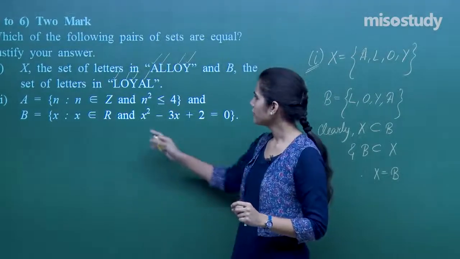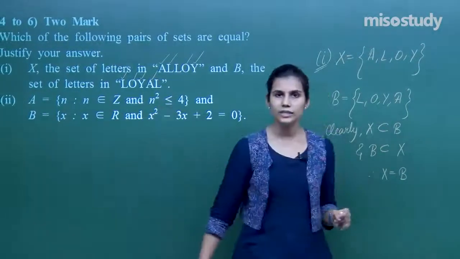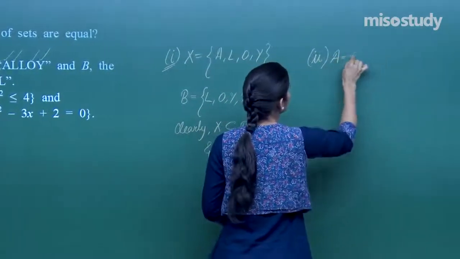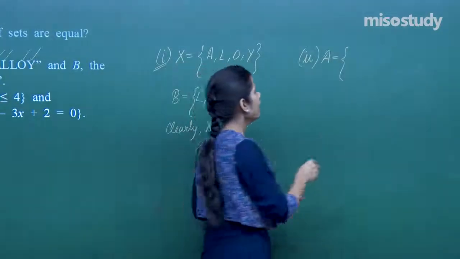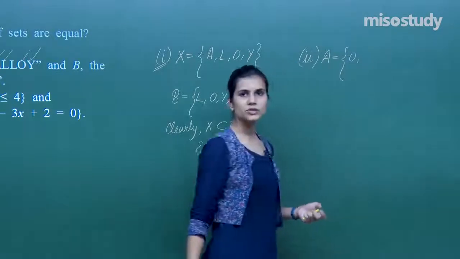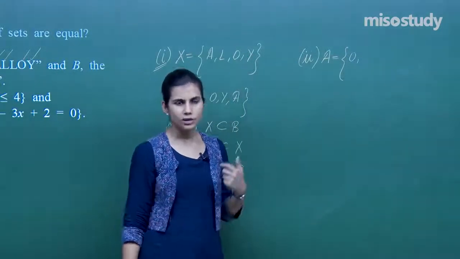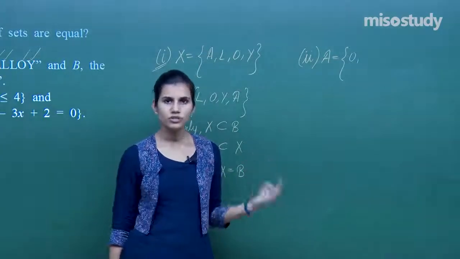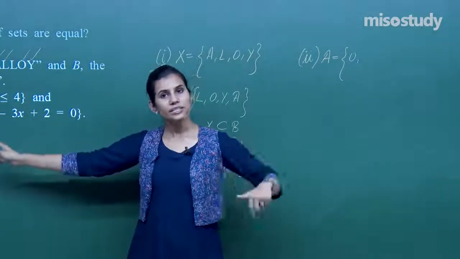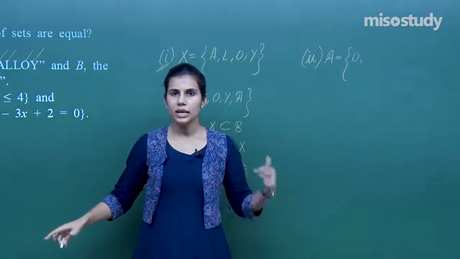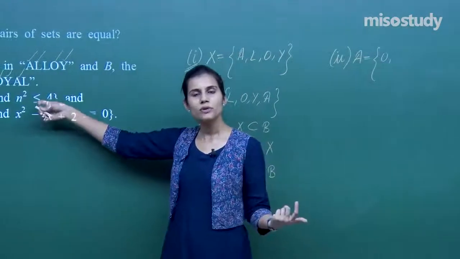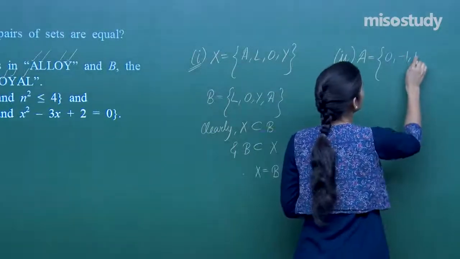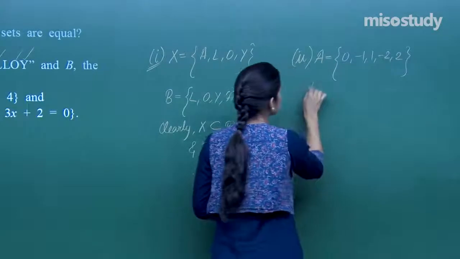If I move to the next question, I have A as all those integers such that n square is less than or equal to 4. So in the second case, I have set A as all those integers whose square is less than or equal to 4. I know 0 is an integer, 1, 2, 3 and so on, minus 1, minus 2, minus 3 and so on. 0 square is 0, less than 4, 1 square is 1, less than 4, 2 square is 4 which is equal to 4, that is allowed. 3 square is 9, it will go beyond, I cannot take 3. Minus 1 square is 1, less than 4, minus 2 square is 4 which is equal to 4, minus 3 square is 9 which is going to go beyond 4. So 0, minus 1, 1, minus 2, 2. That is my set A.